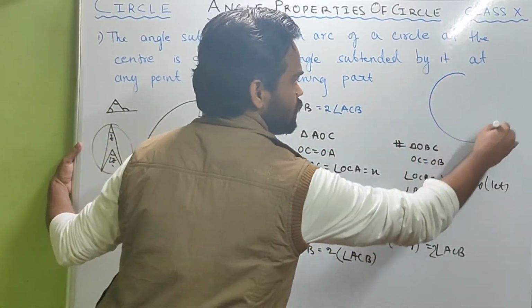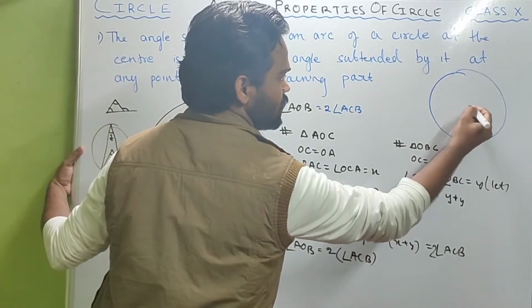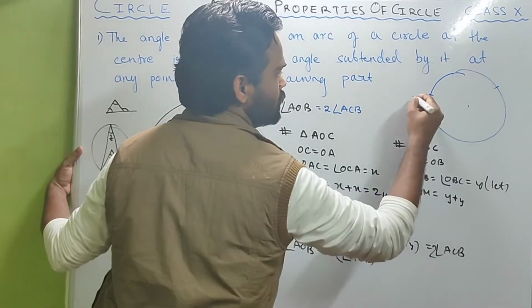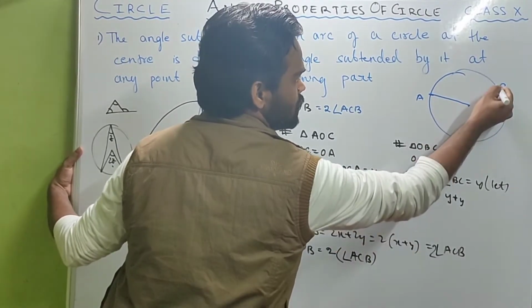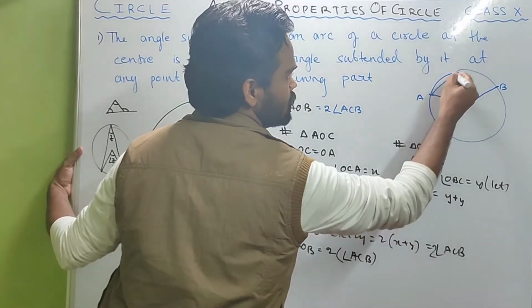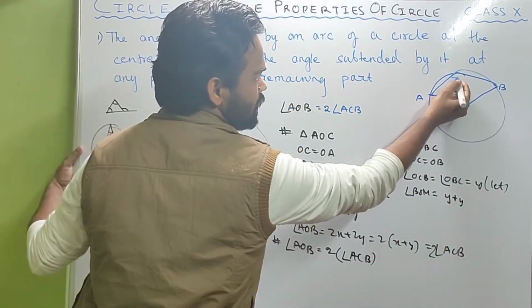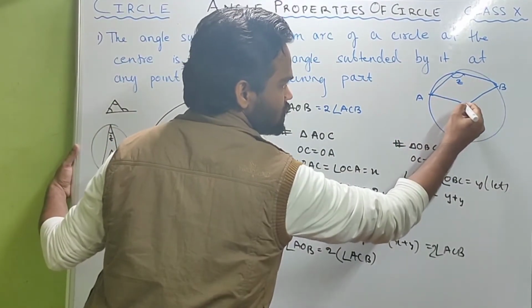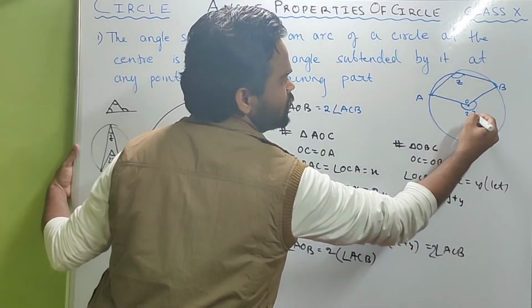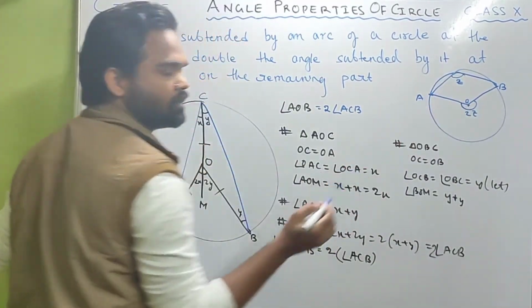Look. This is your circle. Suppose this is your center, and the points over here are A and B. Then this is your angle at circumference. Suppose this is Z, and this is your angle at the center. This will be 2Z. Okay, don't take this angle as 2Z.